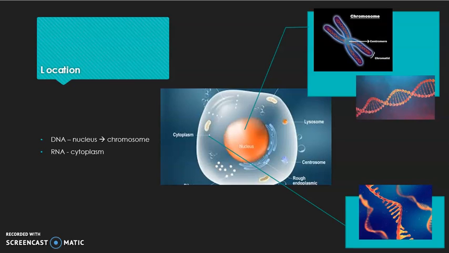DNA and RNA have several differences. The first is their location. Looking at any individual cell, the nucleus consists of chromosomes, which are made up of DNA. RNA is found in the cytoplasm of the cell.